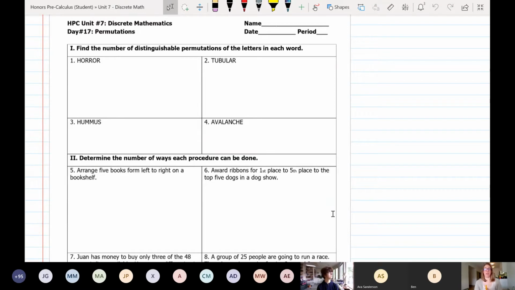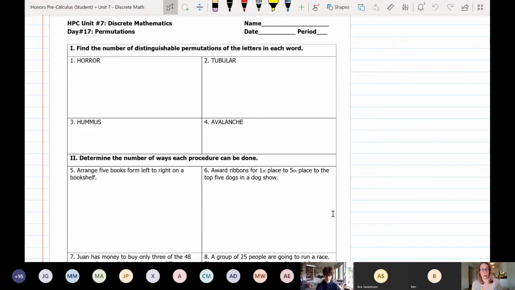Like when we were talking about it in the notes videos, we talked about running a race, right? Coming in first is different than coming in second. So if say Julie came in first and then Tommy came in second, that's different than if Tommy came in first and Julie came in second. Those are two different outcomes. So that would be an example of a permutation.